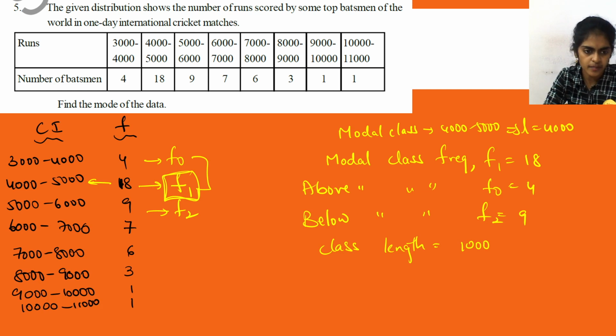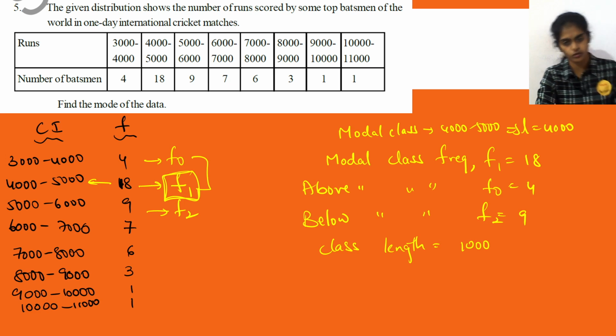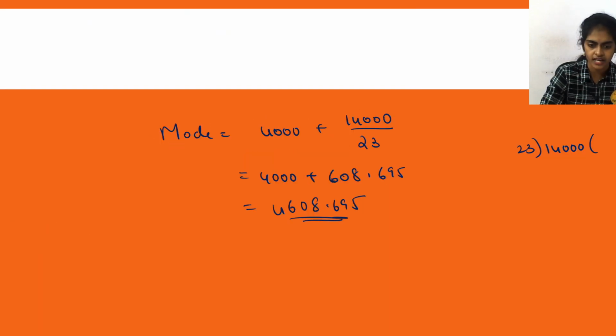The data is nothing but how many international matches, isn't it? Number of runs scored by. So maximum runs scored are 4,608.